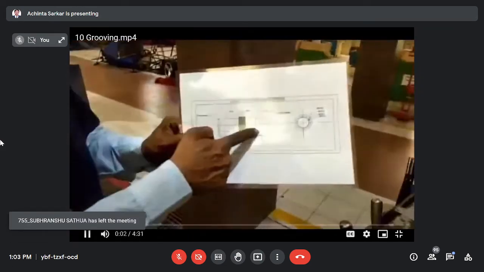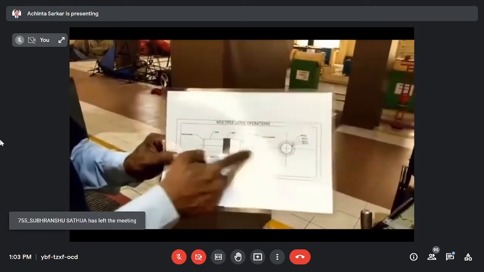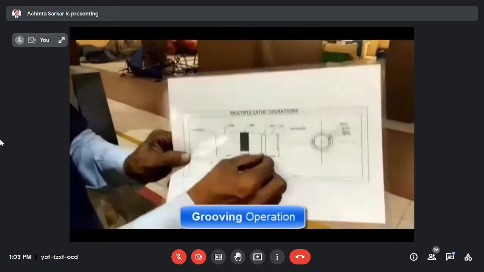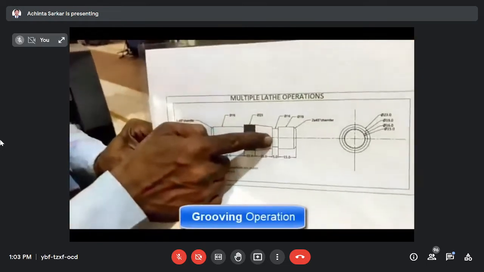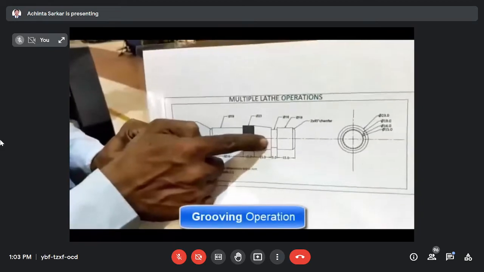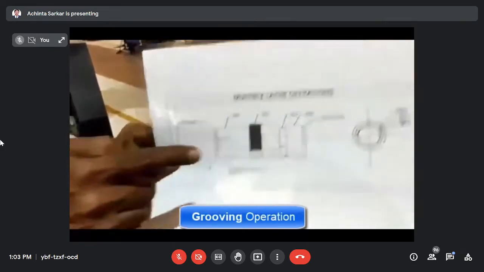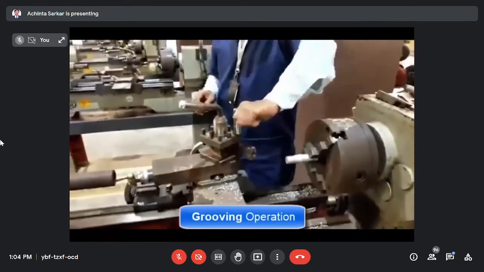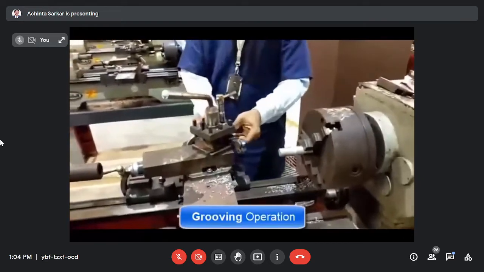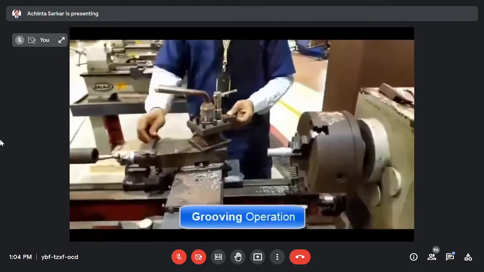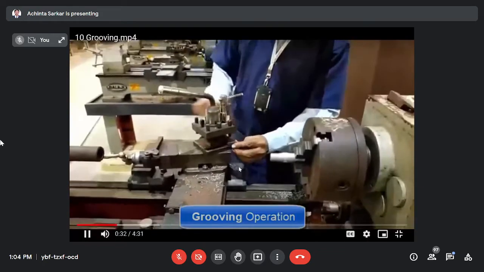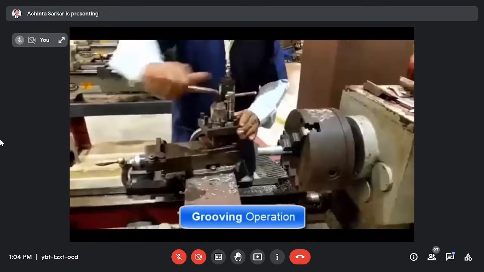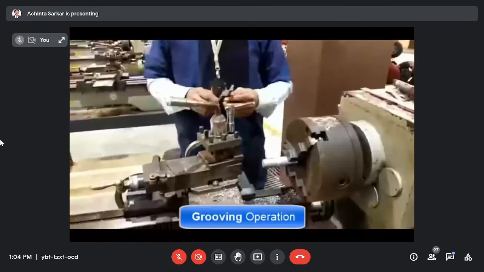Knurling operation is over, taper operation is over, and here is the grooving operation. Grooving means 5 mm length and 16 mm diameter at the neck of the workpiece, or job. This operation is going to start. You see, the knurling operation is completed, and the tool is going to be loosened again. To maintain the proper center height of the cutting tool with the axis of the workpiece, you have to use packing.